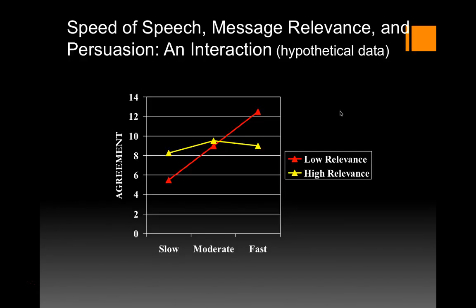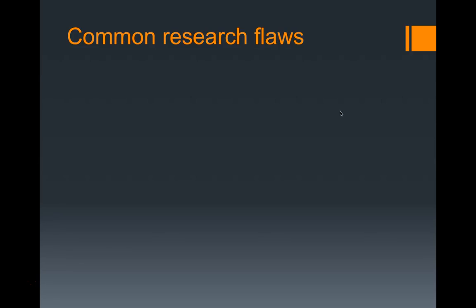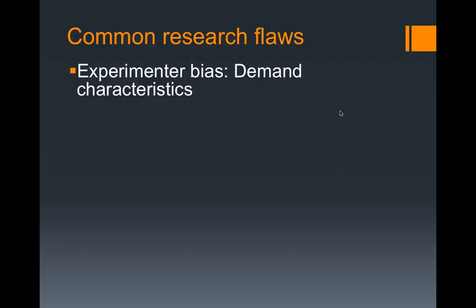Okay. So the next section is just going to be on common research flaws. Okay. In other words, you have to be careful when you design research. Okay. And what are some of the things that we need to take into consideration here? Well, one is called experimenter bias.